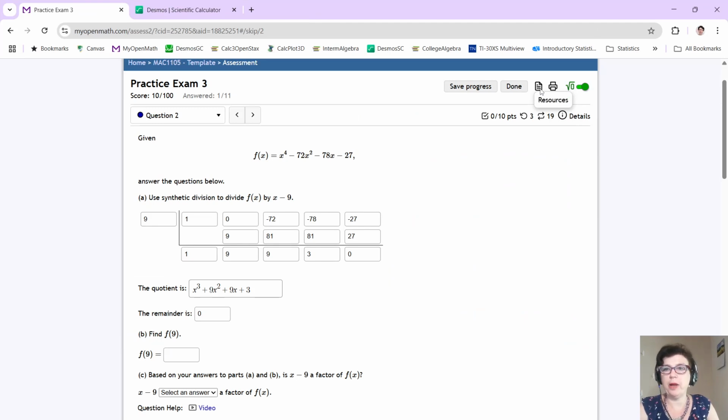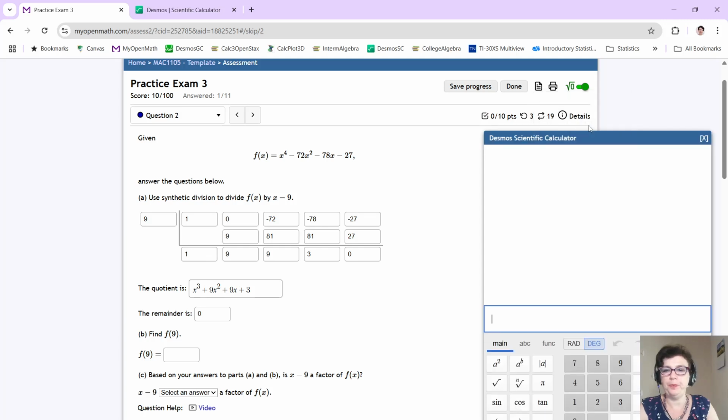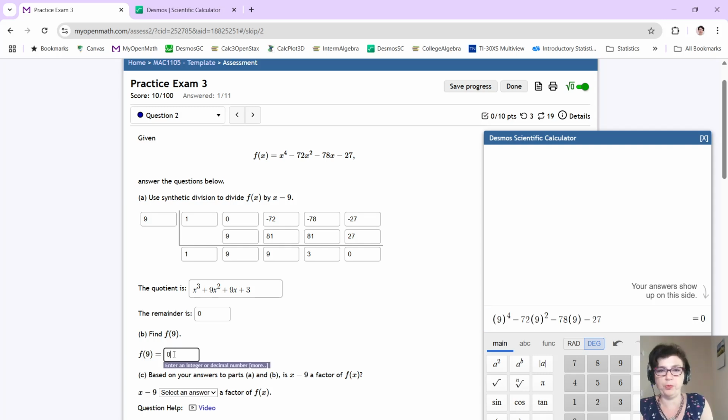Just to check my work, I'm going to open up a calculator and plug 9 into the original function. The way I do it, I'm just going to replace each x by parentheses. I'm just going to type it like that. Now I'm going to stick that 9 inside the parentheses and see what I get. When I plugged in 9, I got a 0 in the answer. So that confirms that my synthetic division is correct. And that also confirms that, yes, x minus 9 is a factor of f of x.